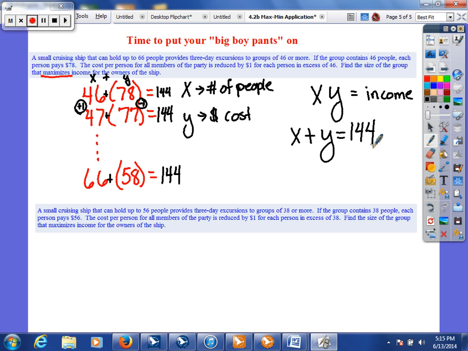Now what you're going to do is look for that same type of pattern on all these other cruise ship problems. So when we get down to the bottom one, it's going to be the same thing. It may not be 144, but it will have something very similar. Now we have a secondary equation. Go ahead and isolate your Y.